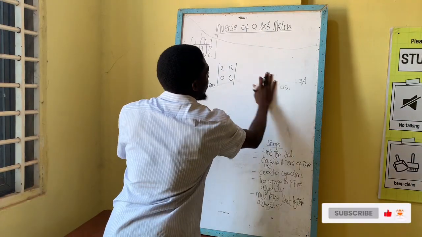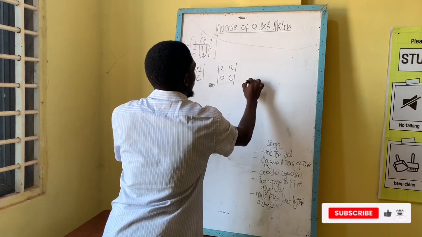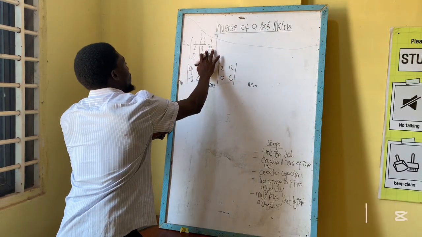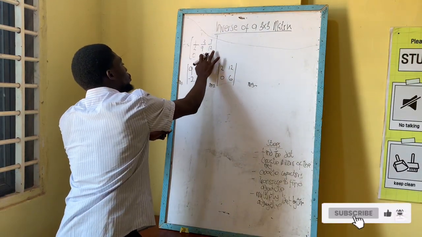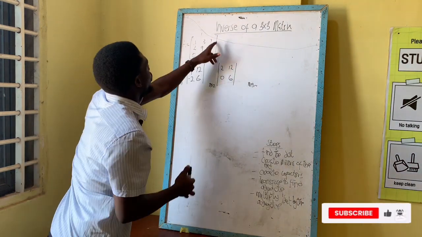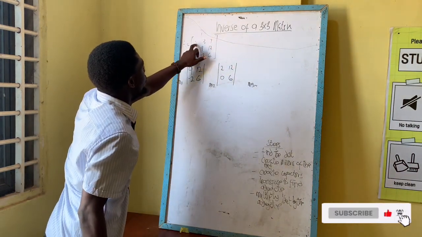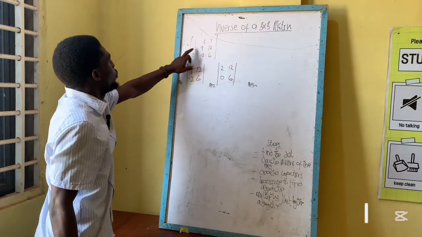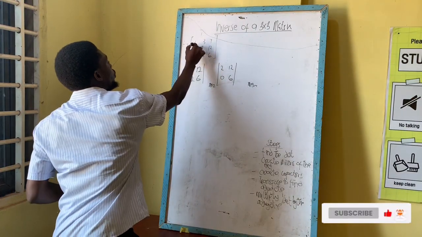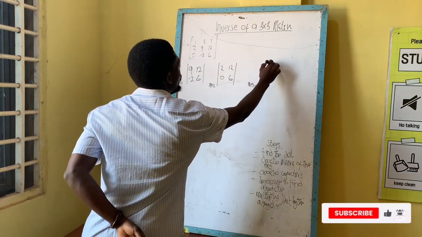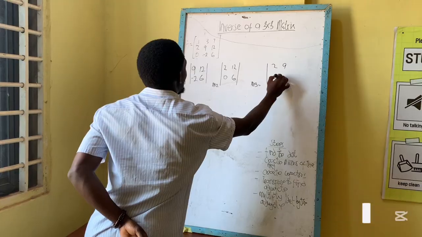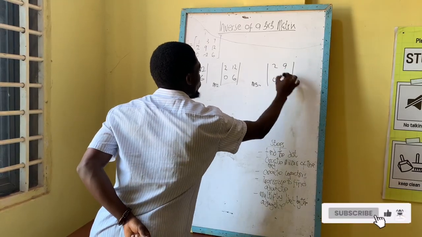So we are going to create our third minor, that's minor 1,3. We are going to mentally delete the first row again and the third column. So we are going to go this way, first row and third column. It will be left with 2, 9, 0, and minus 2.